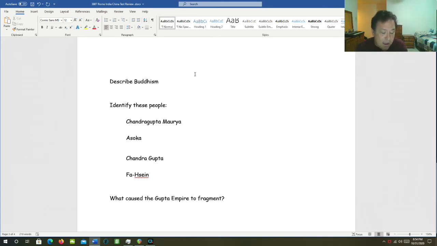Mauryan Empire Ashoka actually converted to Buddhism, and Buddhism is based upon the Four Noble Truths, which emphasize that suffering is the result of selfish desires. And the goal of Buddhism is to attain this state called nirvana, in which you have eliminated all your selfish desires, and therefore you've also eliminated your suffering. And you attain that by way of following the Eightfold Path. And so that's all you really need to know about Buddhism.